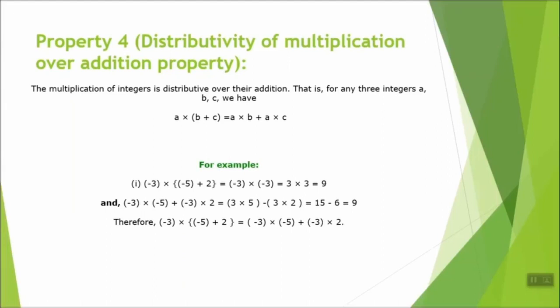So minus 3 into, and first I will solve the bracket, which is minus 3, then minus 3 and minus 3 will give me 9. But on the right hand side, first I will solve minus 3 and minus 5, and then minus 3 and 2, and then I find their addition. So the result is exactly the same, which is 9.